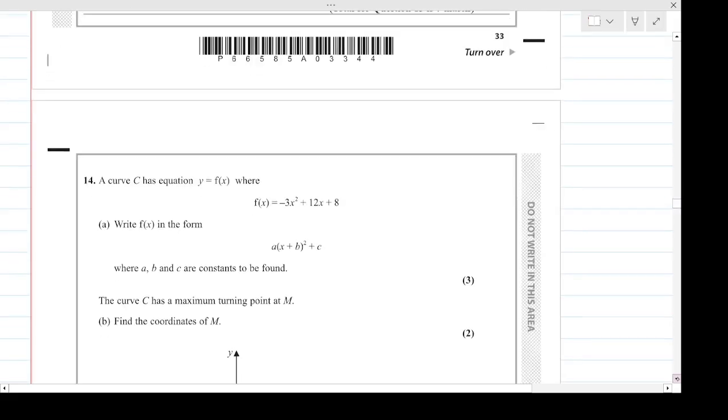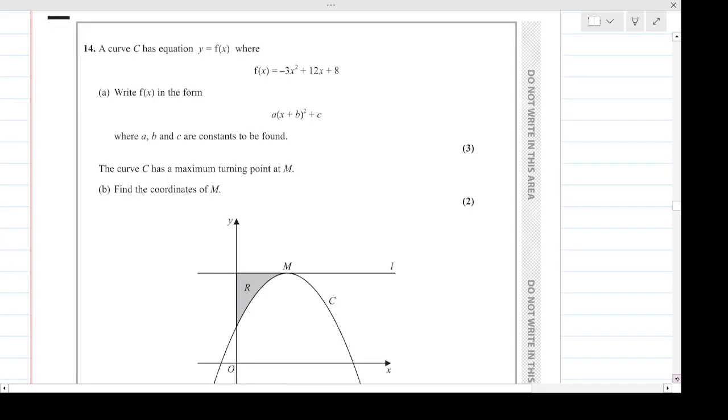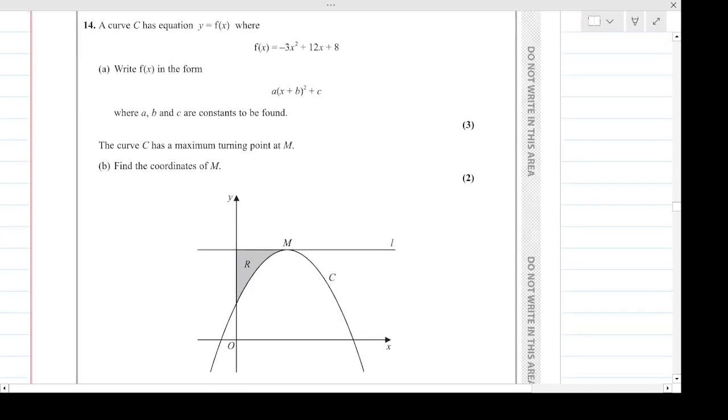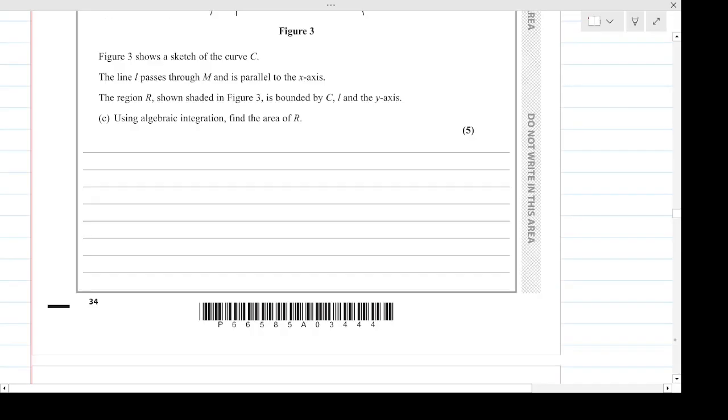Okay, all right, we've got this question now. We're given a curve y is f of x. f of x is minus 3x squared add 12x add 8. We need to write f of x in this form here. And what is this form? Hopefully you recognise this is completed square form. Any quadratic that basically just has one factor of x, like this, just one bracket squared, that's completing the square. So let's do it down here.